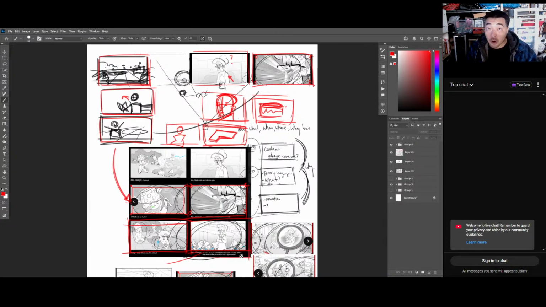So I would strip all this detail and go back to the things that matter, which is just simplicity. Just go to your wide, medium, close.